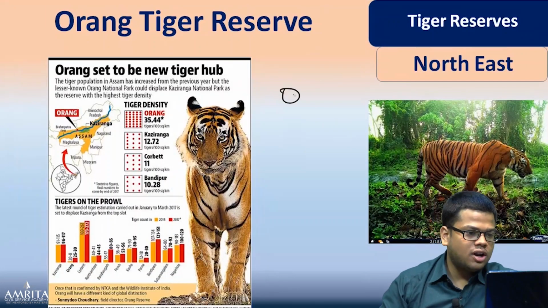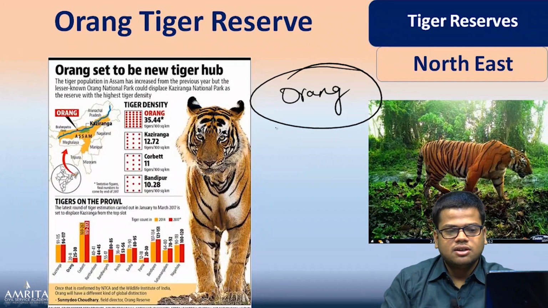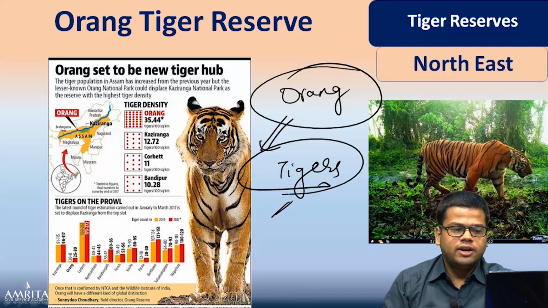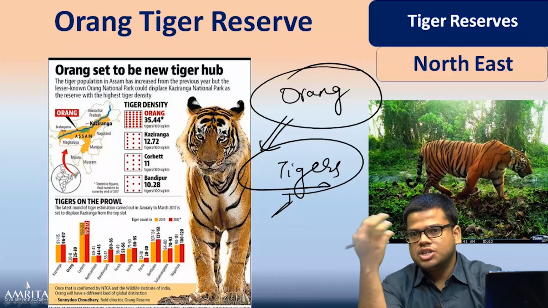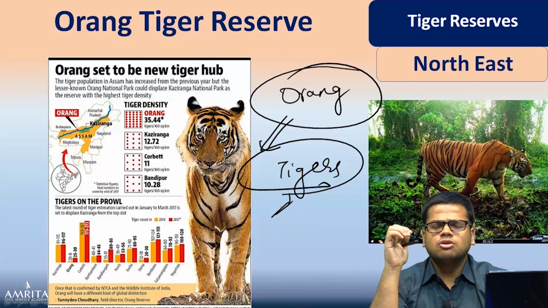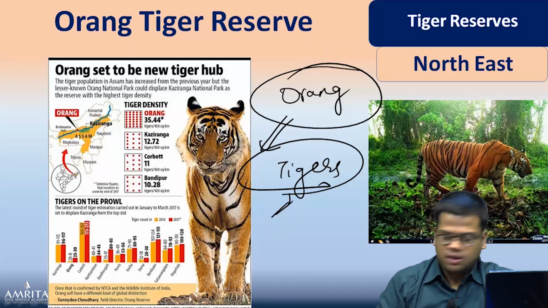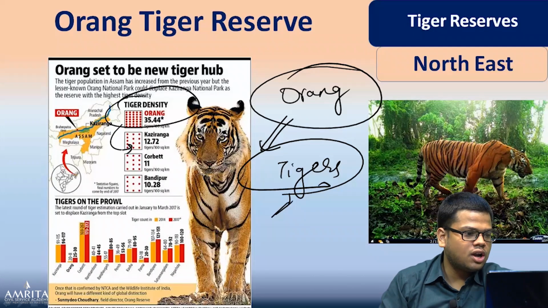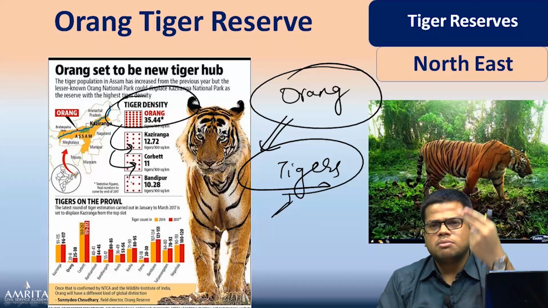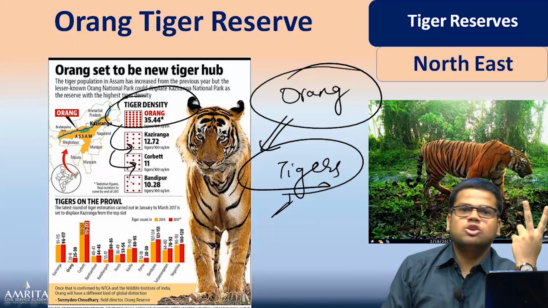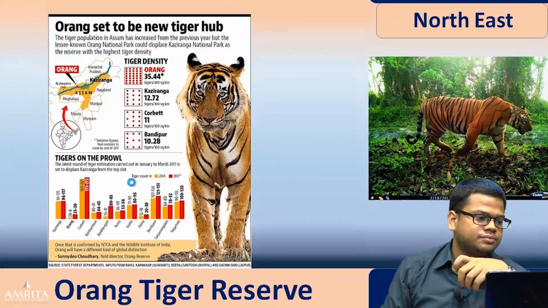Next, Orang currently has the highest density of tigers in India. Earlier it was with Kaziranga. Now some tigers shifted from Kaziranga to Orang, so it has the highest tiger density. You see here also it is mentioned tiger density: Orang, then Kaziranga, then Corbett. You don't have to remember the decreasing order, but just remember the top two, Orang and Kaziranga.